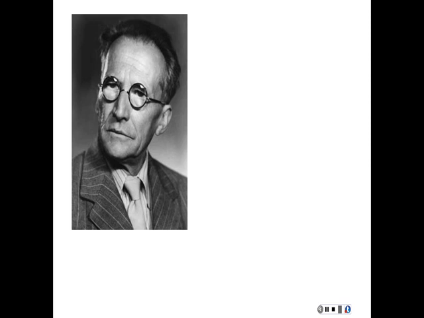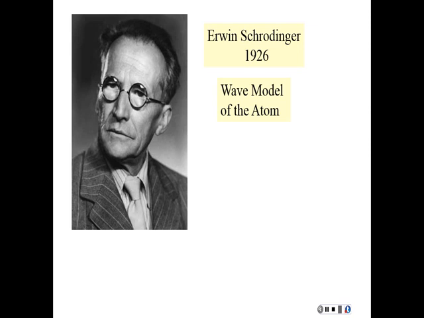So now we come into really the modern atomic theory, which has been around since about 1920 or so. And the first person we're looking at here is Erwin Schrödinger, 1926. He proposed a wave model of the atom. And in this model of the atom, electrons have properties similar to light. Electrons are part particle and part wave. And because they have wave properties, they can be, in a sense, in more than one place at the same time.